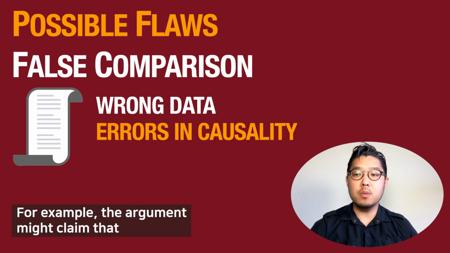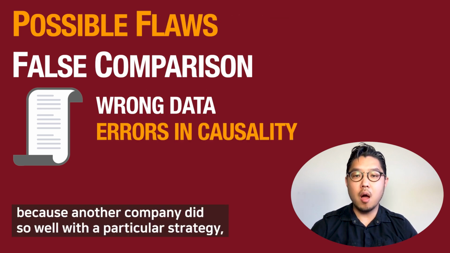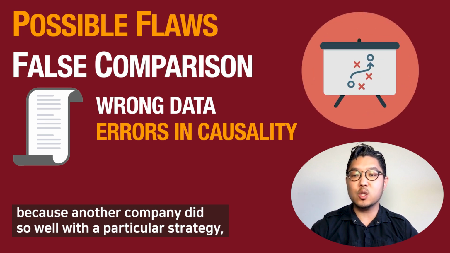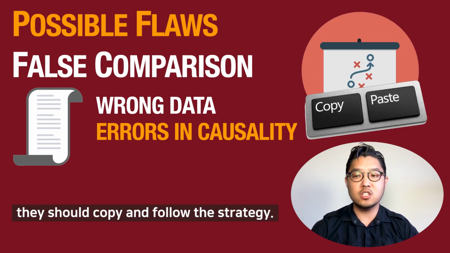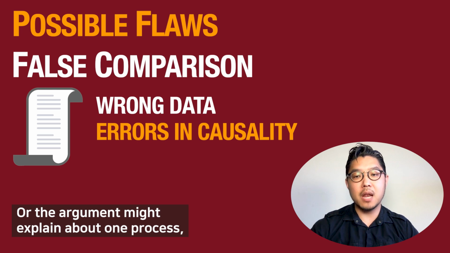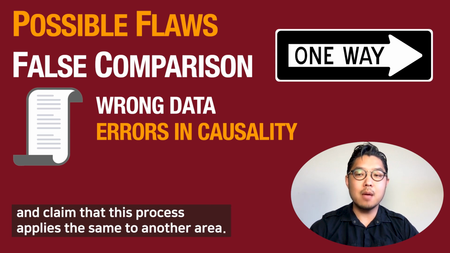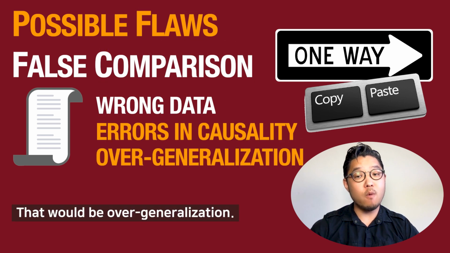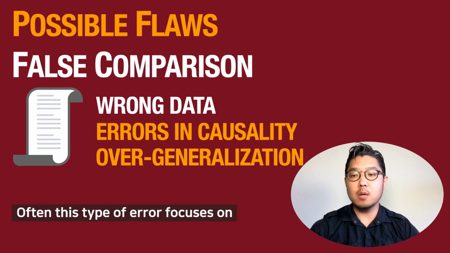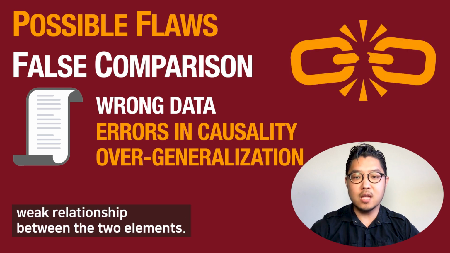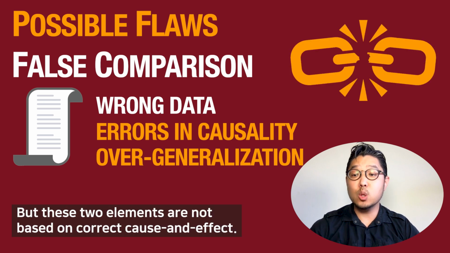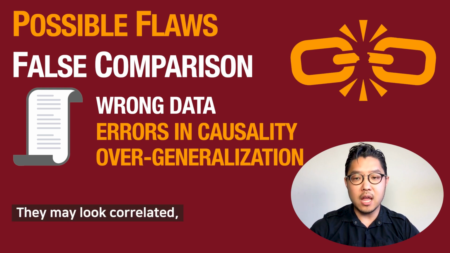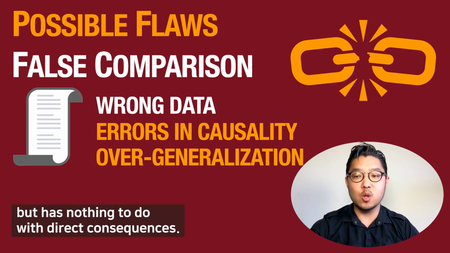For example, the argument might claim that because another company did so well with a particular strategy, they should copy and follow the strategy. Or the argument might explain one process and claim that this process applies the same to another area. That will be overgeneralization. Often this type of error focuses on a weak relationship between 2 elements, but these 2 elements are not based on correct cause and effect. They may look correlated, but have nothing to do with direct consequences.